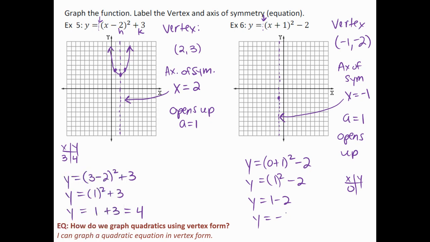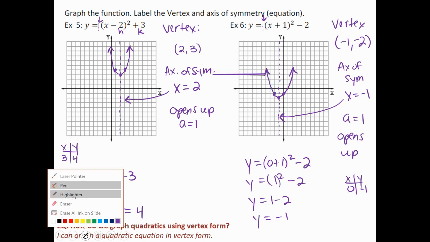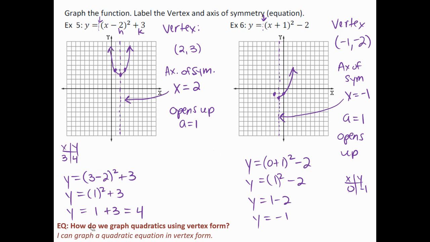Okay. And I'm going to go ahead and graph that ordered pair of 0, -1. So over 0, down 1. And again, match it up to a point on the other side of the axis of symmetry and connect the dots. Nice smooth curve as best you can. And I'm going to redo that one since it went crazy there. And that finishes that graph.